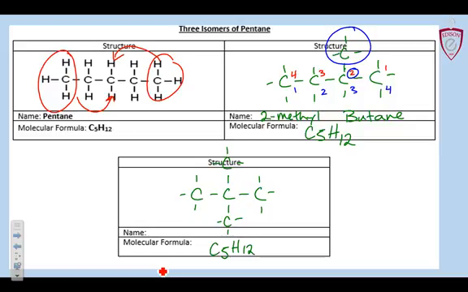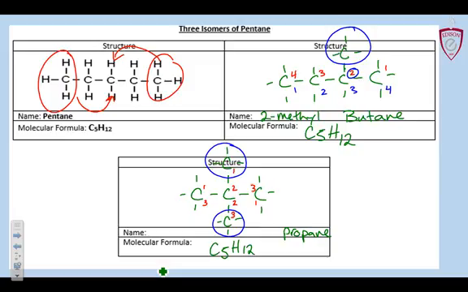Now we got to find our longest chain. Whether you count up or down, you're still going to get 3. So now we're talking propane. Backwards or forward, you're still going to get 3, and look at that center carbon, still going to be a 2. So we're going to call it propane. And then I have 2 methyls on the second carbon. So we're going to call that 2,2-dimethyl, telling me that there's 2 methyls, each of them on the second carbon.